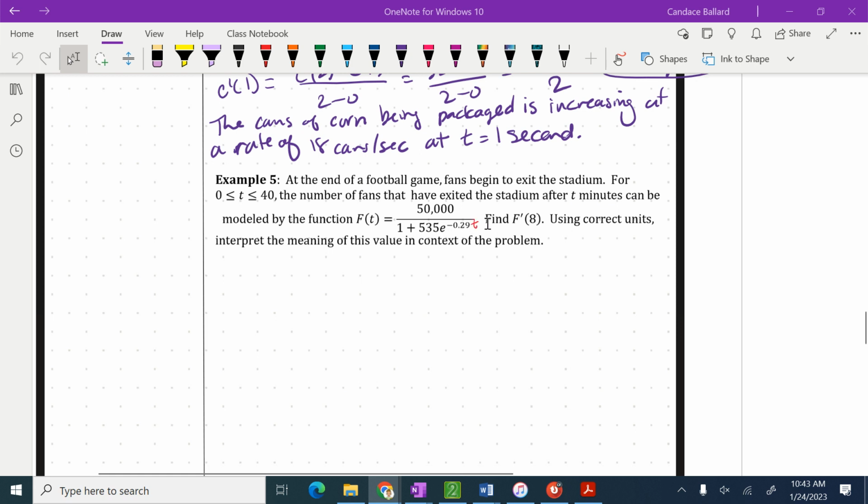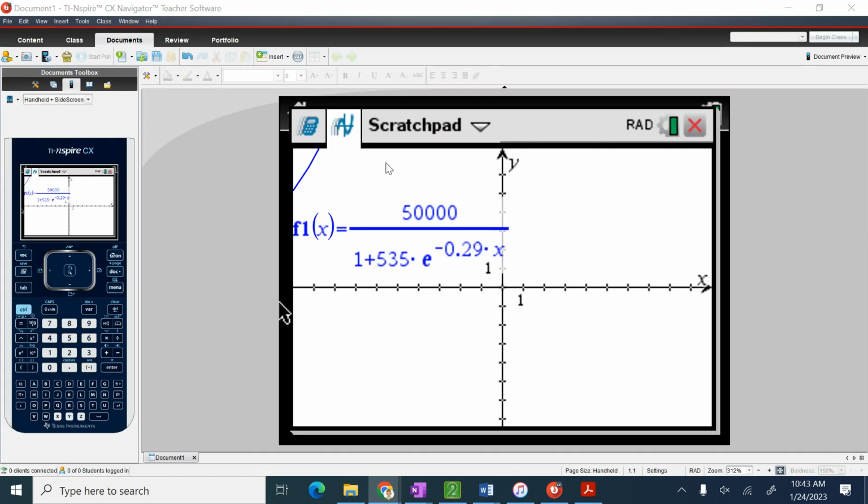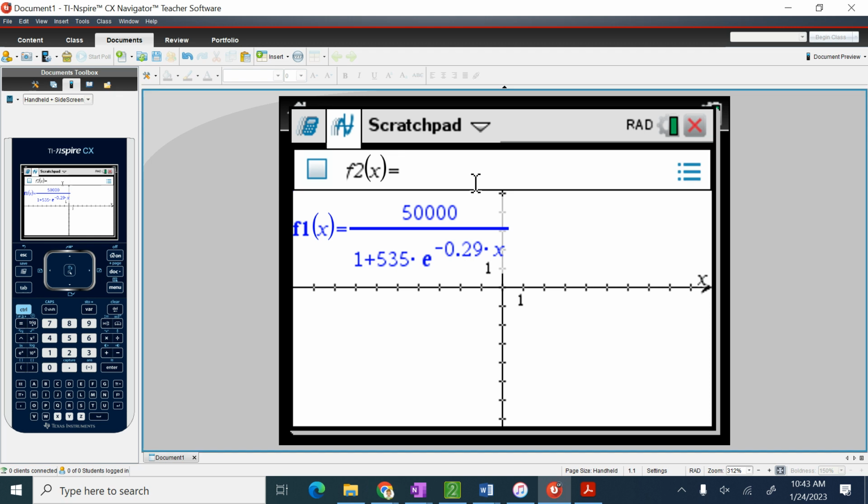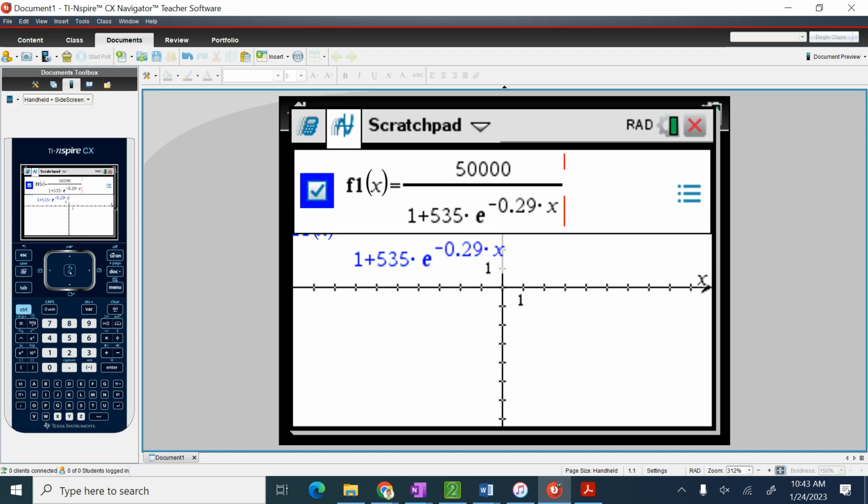When you typed it into your calculator, did you try using t? Don't use t, use x. So in your calculator, you have to use an x. We are supposed to be finding f prime of 8 using correct units, and interpret the meaning of the value in the context of this problem. Your calculator has an xy axis, not a ty axis. So you have to be smarter than the problem that's listed, and anytime you see an x or t, you're going to replace it with an x when you're in your calculator.